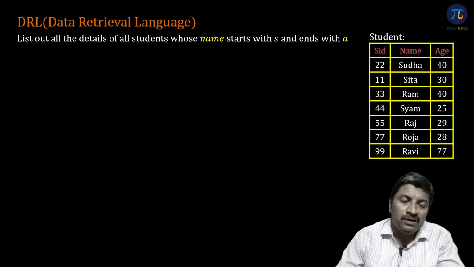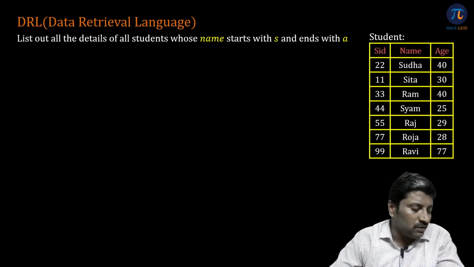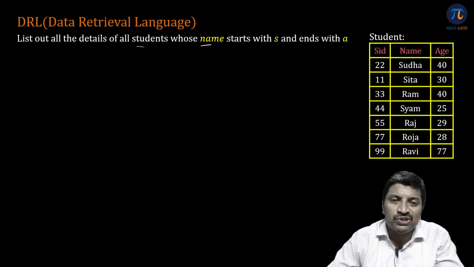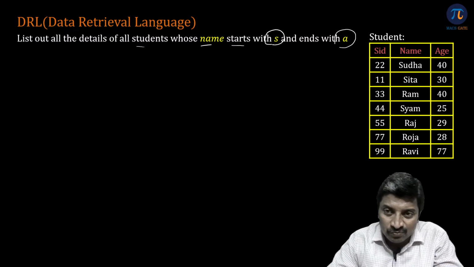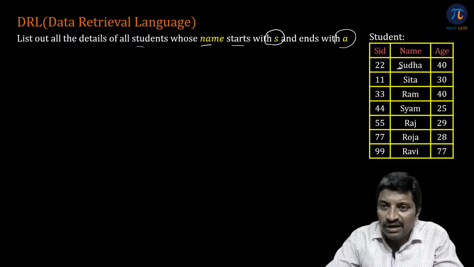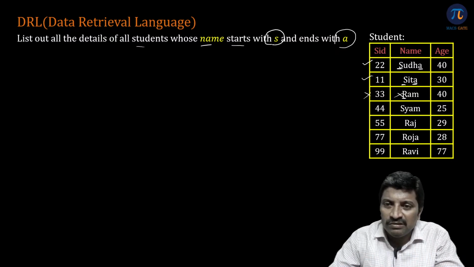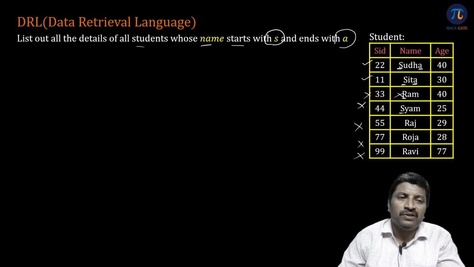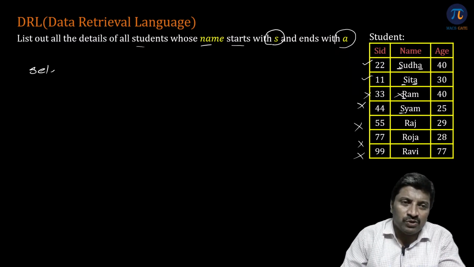The next one: list out all the details of all the students whose name starts with S and ends with A. I know the first character, and I know the last character also. So the first character is S, the last character is A. I think Sudha will be displayed. For the others, the first character is S but the last character is not A, and I think the remaining also will not be displayed, right? So we can do it, sir.